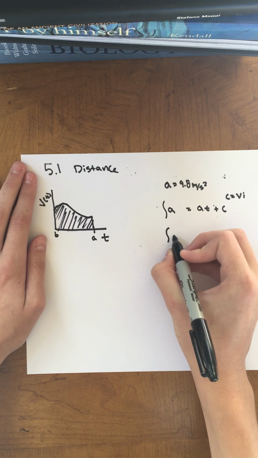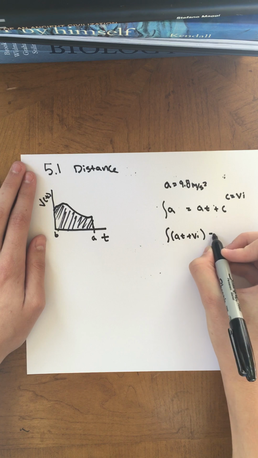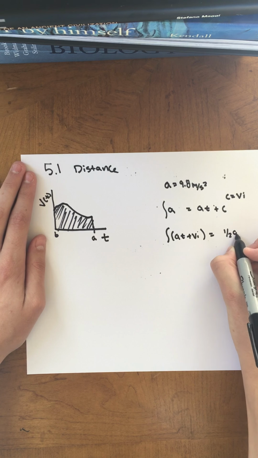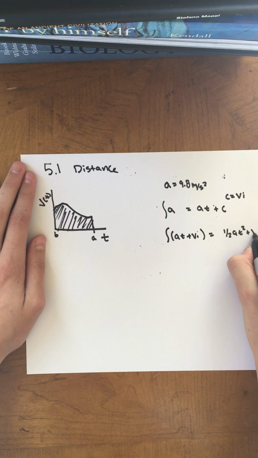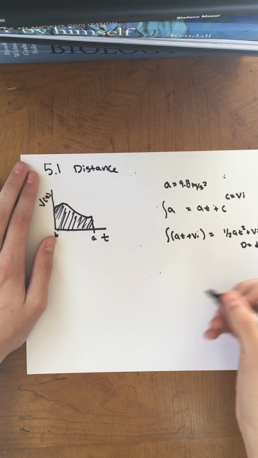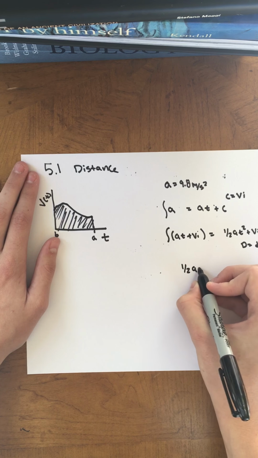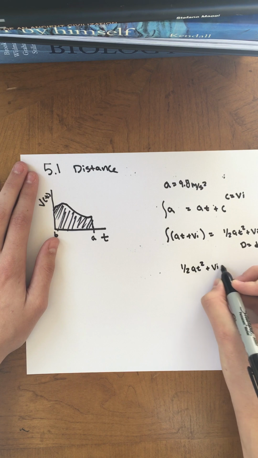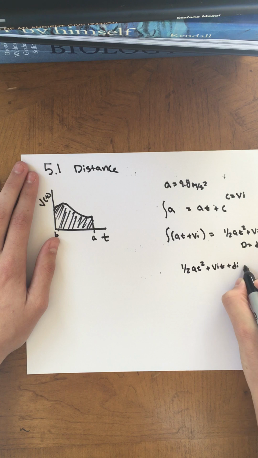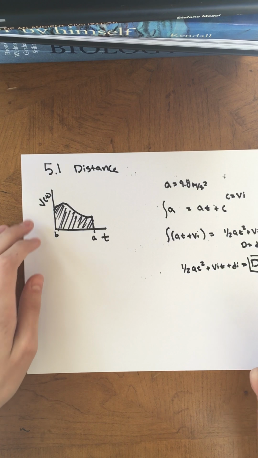And then if you take the integral again of at plus vi, that's going to be equal to 1/2 at squared plus vit plus d. And d is just going to be the initial distance before you find it. And that total thing is how you're going to find your displacement for the function. So 1/2 at squared plus vit plus di is going to equal your total displacement for the function between an interval of t.